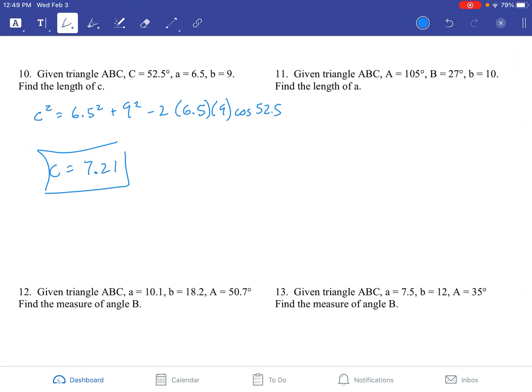Number 11. I have an angle A, an angle B, and a side B. Well, because these are the corresponding pairs, I know this is going to be a law of sines problem. So I have the sine of 27 over 10. I have the sine of 105 over A. Okay, so I'm solving for this. So I have 10 times the sine of 105. I'm going to divide that by the sine of 27. And I will get the side of A is equal to 21.28.